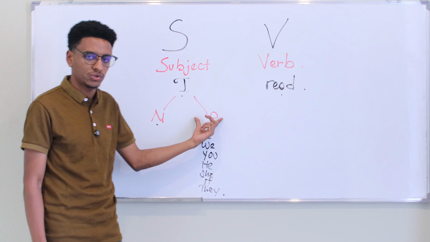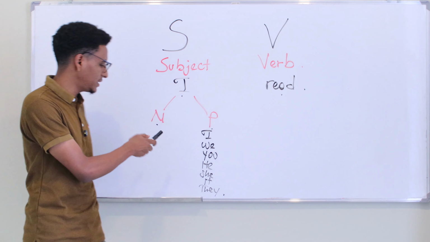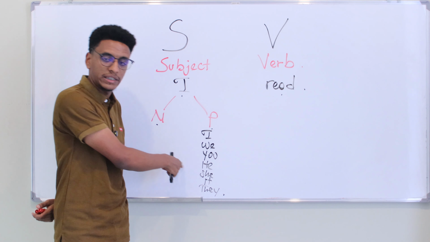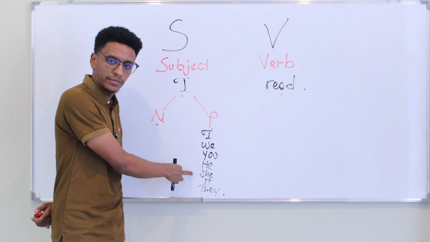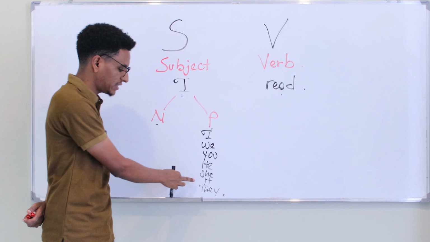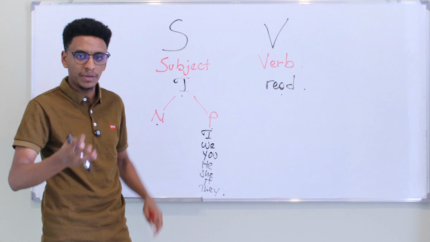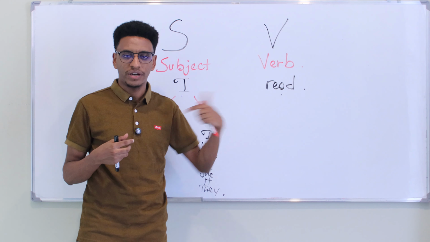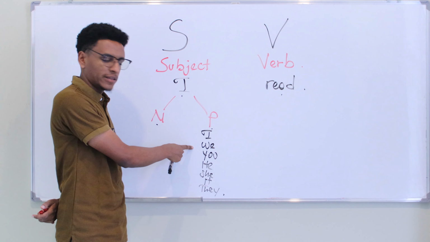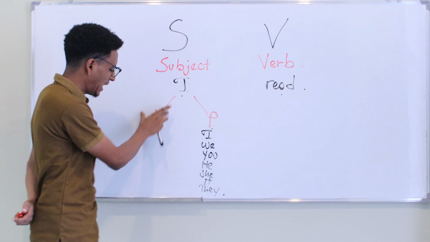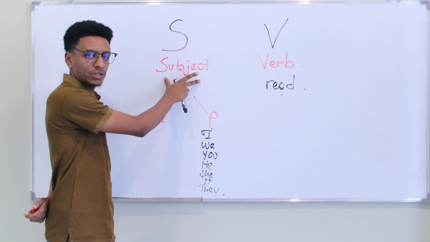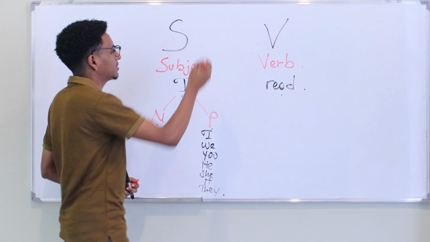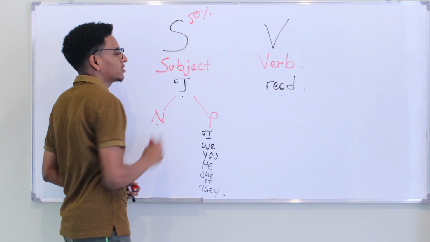They are known as pronouns, and they are words used to replace a noun. Instead of saying Abel, I can say he. Instead of saying Sarah, I can say she. Instead of saying the dog, I can say it. Instead of saying Abel and Sarah, I can say they. Instead of saying my brother and I, I can say we. So these words or any name here can be used as a subject. So that means we are done. 50% of the sentence is done because it's subject.